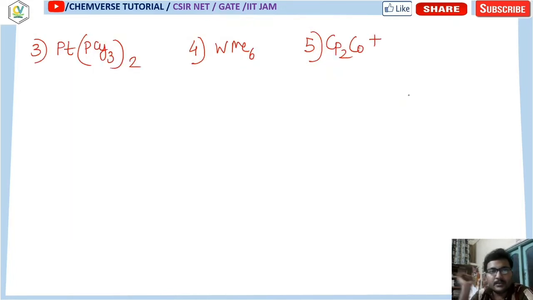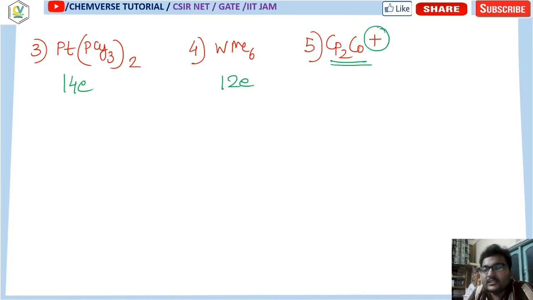Okay, now moving on to our next question. We have just solved this one. It is a 14 electron species. And WMe6, we have already solved, it is a 12 electron species. Clear? Now coming to this part, Cp2Co+.